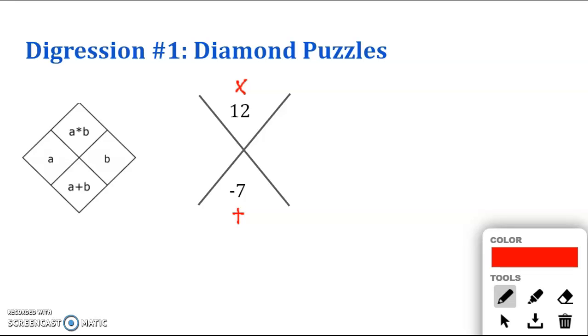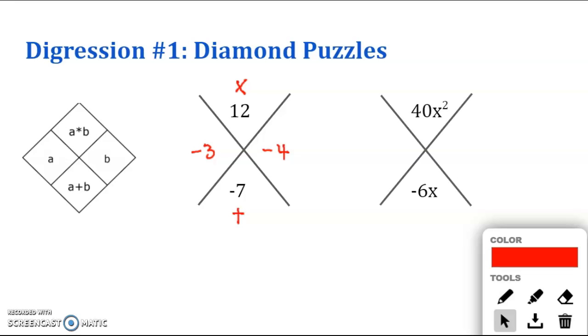What are the two numbers that multiply to 12 but add to negative 7? Okay, what are the factors? 1 and 12, if I add those, that's going to give me 13. 2 and 6 is going to give me 8. What about 3 and 4? That's going to give me 7. But I want not positive 7, but negative 7. So they have to be negative 3 and negative 4.